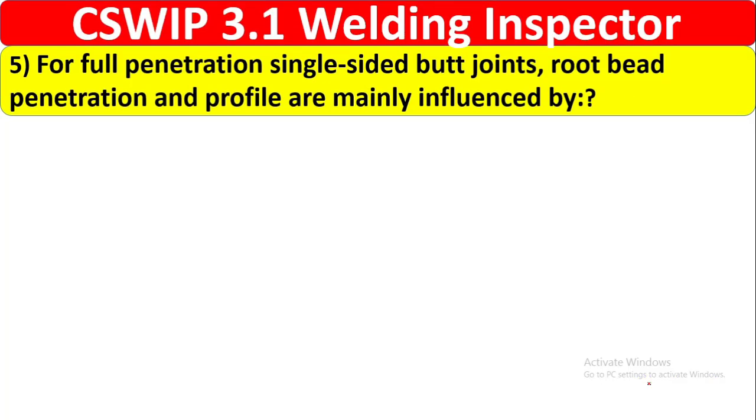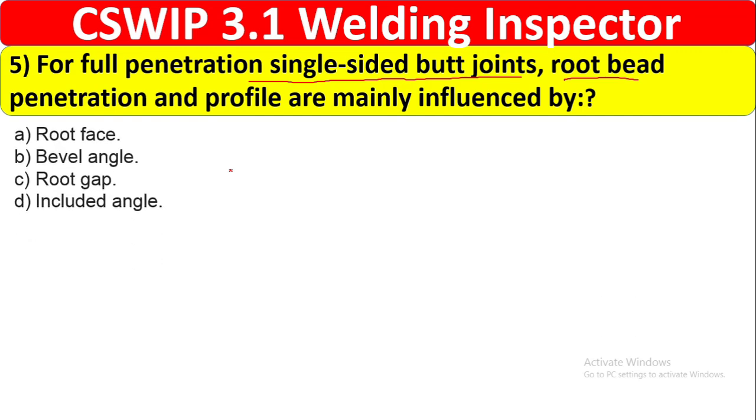Question number 5. For full penetration single-sided butt joint, root bead penetration and profile are mainly influenced by. In the question there is the answer. For a full penetration single-sided butt joint, root bead penetration means welding in the root, and the penetration on the opposite side you have to check. So what is it mainly influenced by? Root face, bevel angle, root gap or included angle.